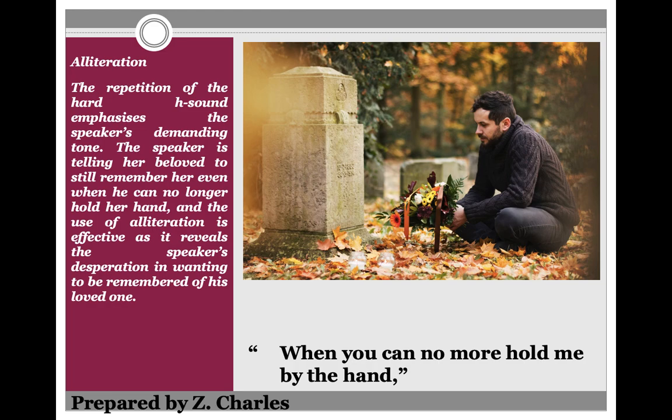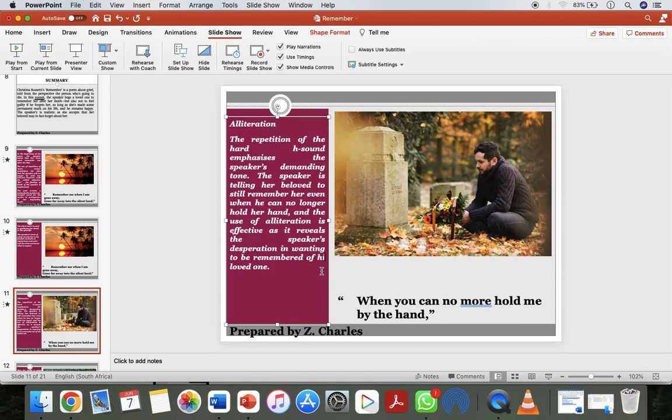As it reveals the speaker's desperation in wanting to be remembered of his loved one. Guys, I'm just getting confused here. I just want to see why is it his here. So let me just read it one more time. And the use of the alliteration is effective as it reveals the speaker's desperation in wanting to be remembered. I'm pretty sure it's supposed to be by her loved one. Okay, so sorry for that.